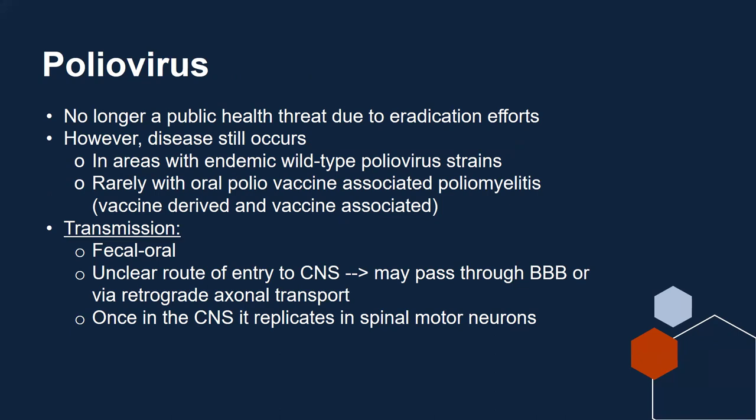So infection with polio occurs after fecal-oral transmission, but it's not entirely understood how it gets into the CNS, although there are some theories that it may be through retrograde axonal transport, or it may directly pass through the blood-brain barrier. But once it does get into the CNS, we know that it has a specific tropism for the spinal motor neurons and anterior horn cells.